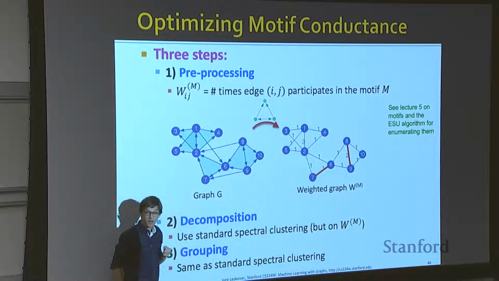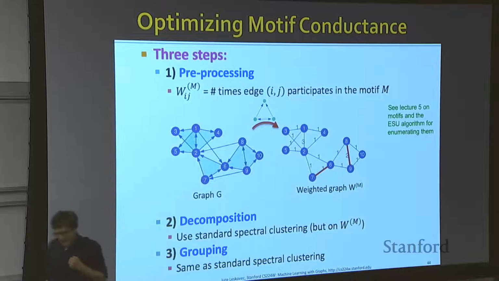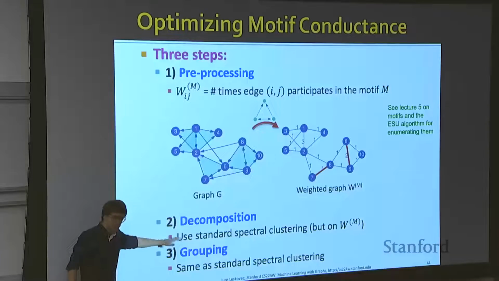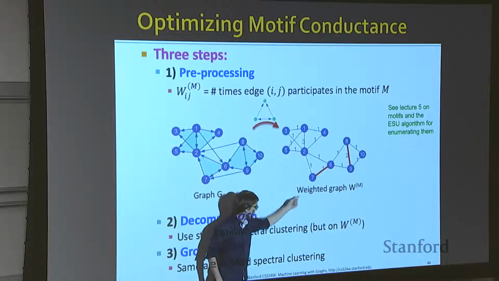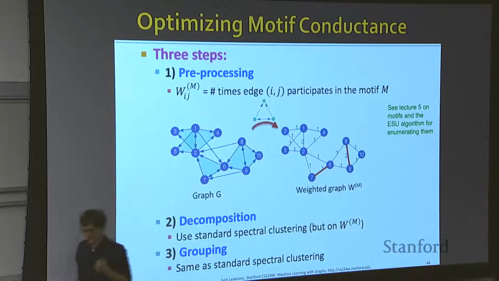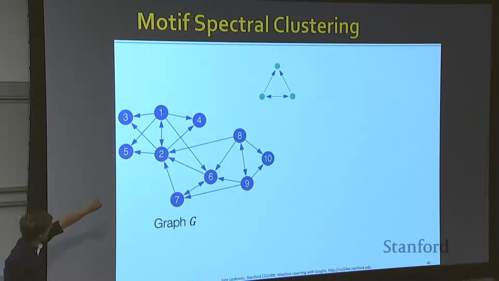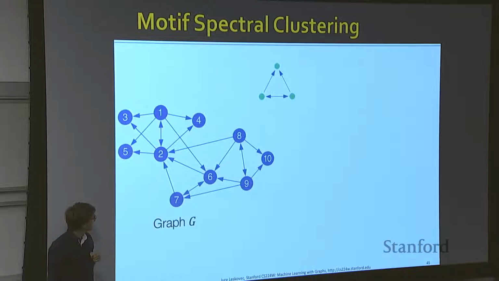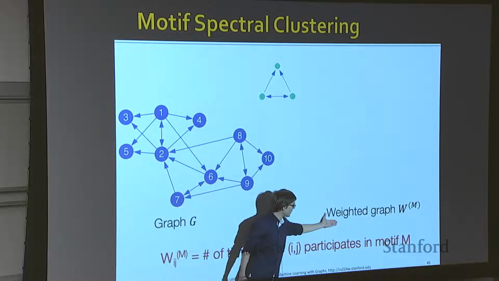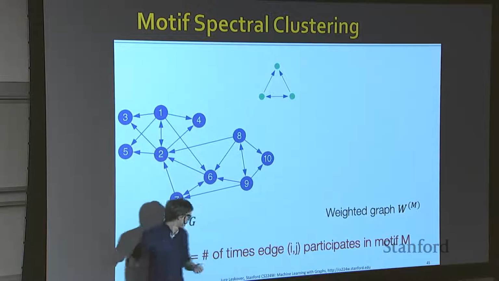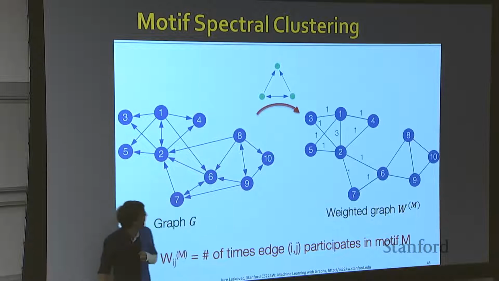Okay? And I will apply spectral clustering to this W^M, and then based on the second eigenvector of this W^M, I will determine the clusters. So let me now show you how this will work, right? So I have my motif of interest, I have my input graph, and as I said, I will define this weighted graph W, where the weight of every edge will be the number of times this edge participates in my motif M, right?